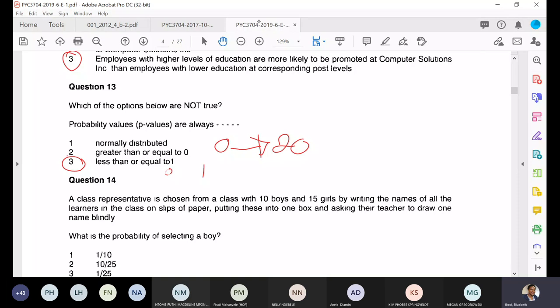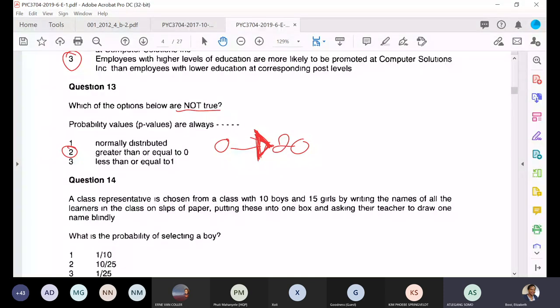Quickly, they say which of the options below are not true? Are not. Oh gosh. Are not true. So it's 1. No, it's 2. This is confusing. It's 1 though, guys. It's 2, not 1. Two, guys. Which one of the following options below are not true? The probability values.